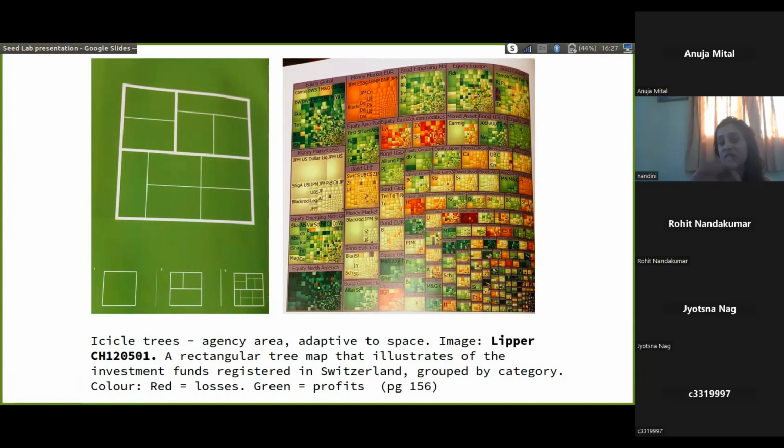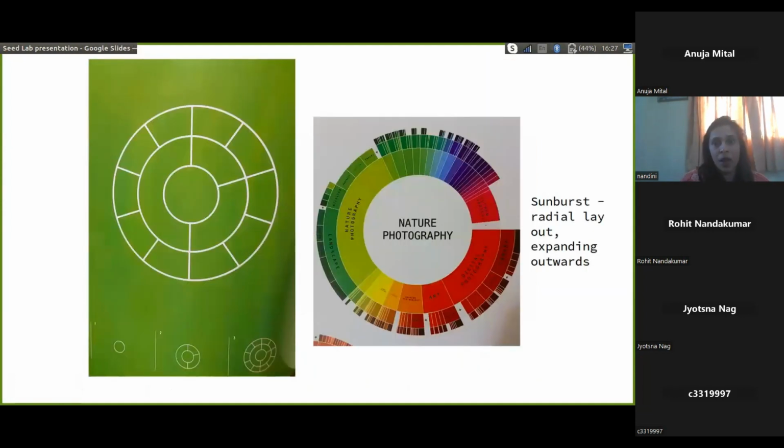And can we think of icicle trees where there is an agency area? There are different adaptations to this space that are depicted in multiple ways, that are grouped by category. Can we think of the way we come together as sunbursts, where we radiate outwards and we expand outwards? So this is an example of nature photography and the different kinds of nature photography and the sub branches that come out from those different kinds of nature photographies.